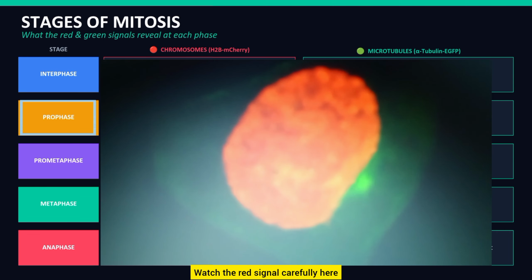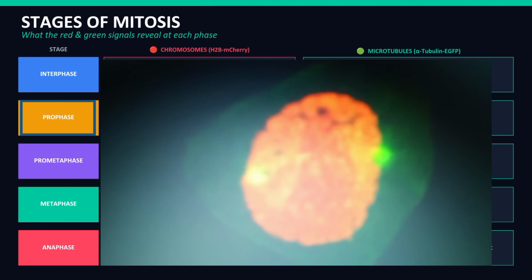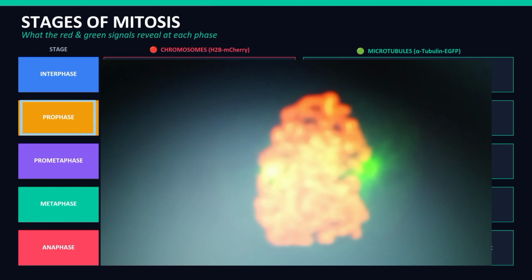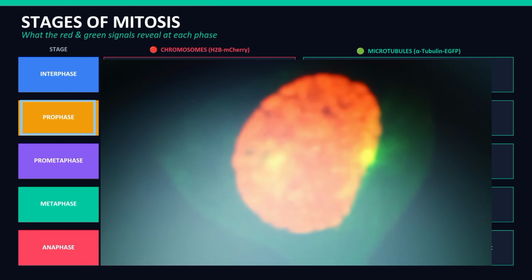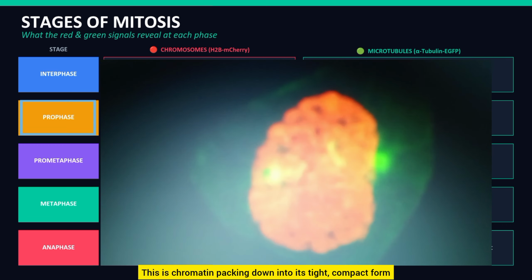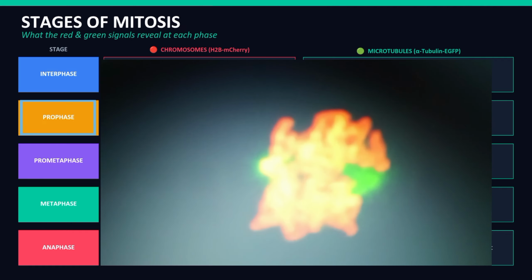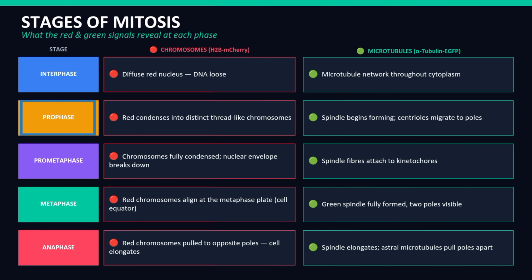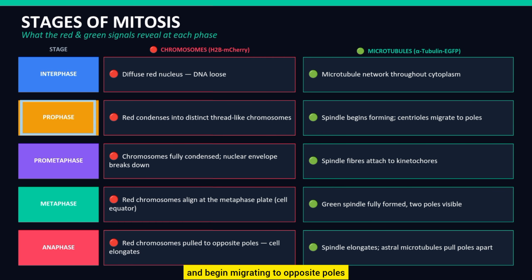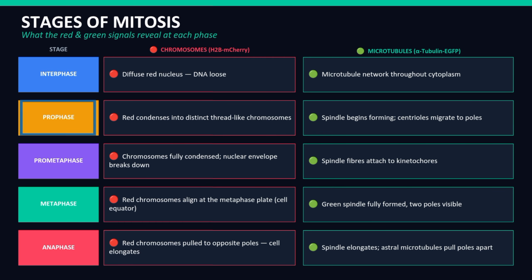Prophase. Watch the red signal carefully here. It starts to condense. The diffuse glow sharpens into distinct, thread-like chromosomes. This is chromatin packing down into its tight, compact form. Meanwhile, the green signal starts reorganizing. The centrioles duplicate and begin migrating to opposite poles, and the spindle starts to assemble.